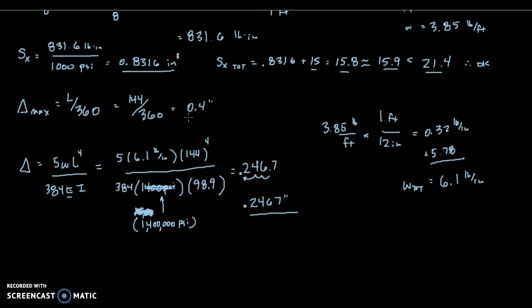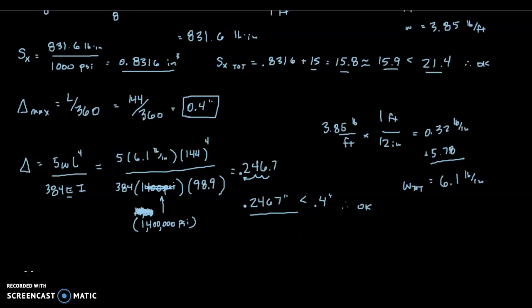If I compare that to the maximum allowable deflection set up by my L over 360 limitation, that is less than 0.4 inches, and so therefore it is okay. So make sure you pay attention to the units, even the units that you look up in the textbook, and make sure you write them down correctly. So that was my mistake there. So I fixed it, and what's most important is I recognized it. Then I fixed it, and it turns out this 2x10 is good for deflection.